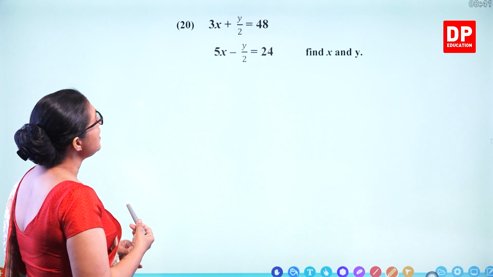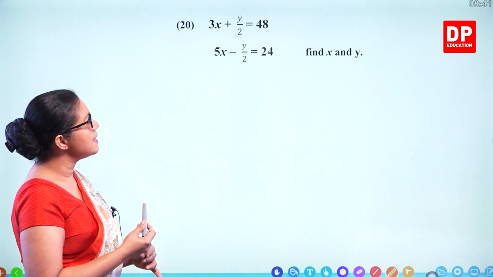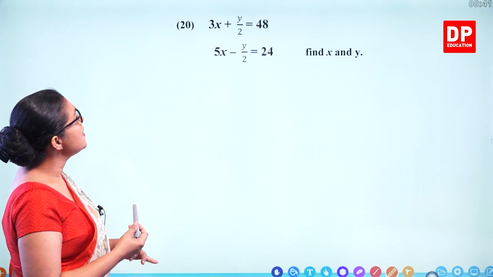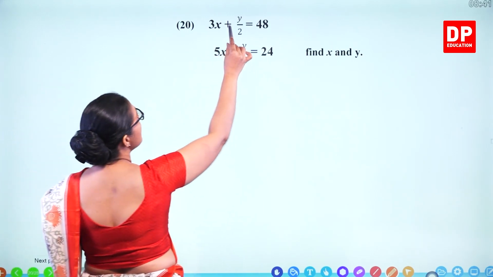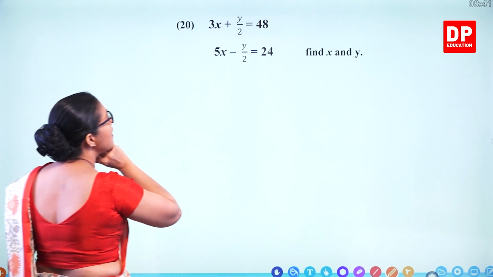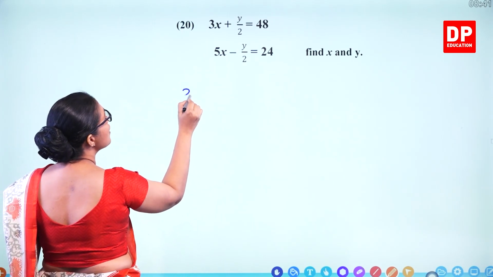Question number 20, you have been given two simultaneous equations. Find x and y. The easiest thing is, see, the same coefficient in y. The only difference is the sign. So we can add the two equations.